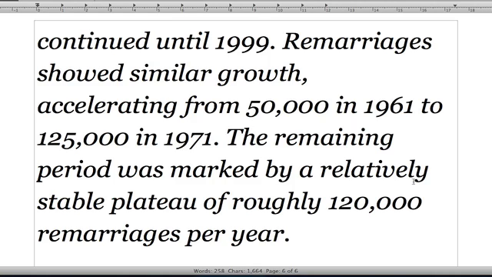Remarriages showed a similar growth, accelerating from 50,000 in 1961 to 125,000 in 1971. The remaining period was marked by a relatively stable plateau of roughly 120,000 remarriages per year.